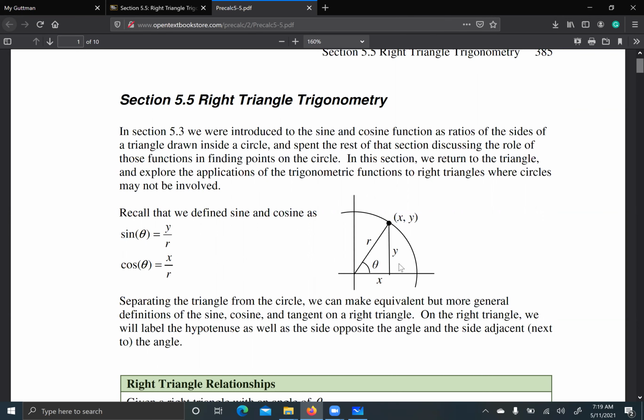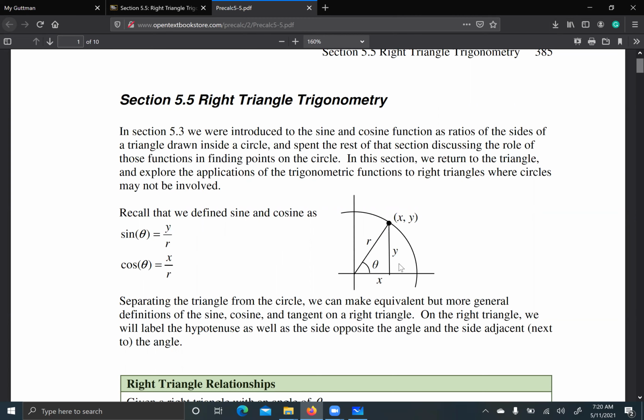So here is the thing. So far we studied this relationship in the right triangle, and this right triangle we drew inside the circle. In this chapter we started with a circle and a point on the circle, we drew a right triangle inside the circle, and then based on that triangle, we defined sine, cosine, tangent, and so on.